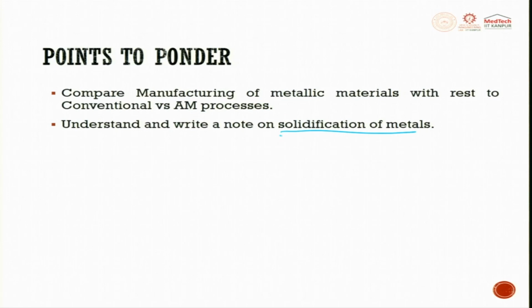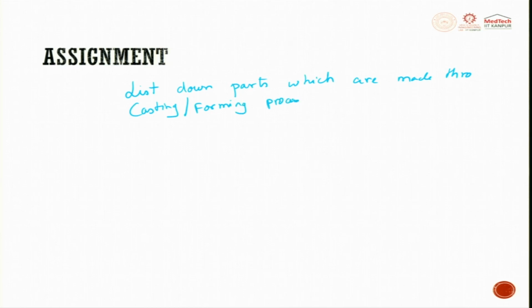The assignment here is to try to list down parts which are made through casting or forming processes with their manufacturing time, and compare the same with a metal additive manufactured part.